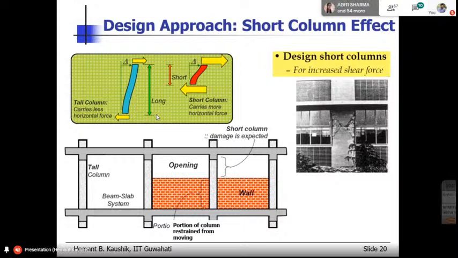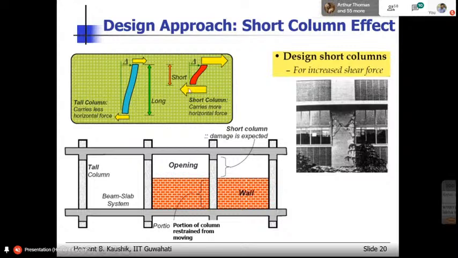Another important aspect in analysis and design is how to take care of these short column effects that are there because of construction of the wall only up to a limited height. So if you remember the first presentation, the problem of having these discontinuous walls, or construction of walls only up to a limited height, is that some part of the column is not supported laterally, right? Like here, there is an opening, but some part of the column is supported.